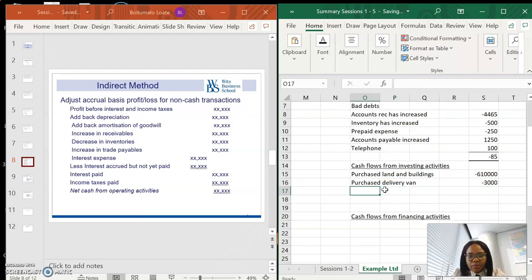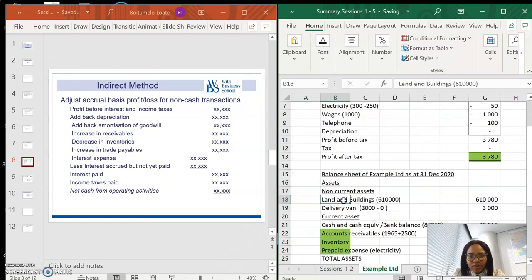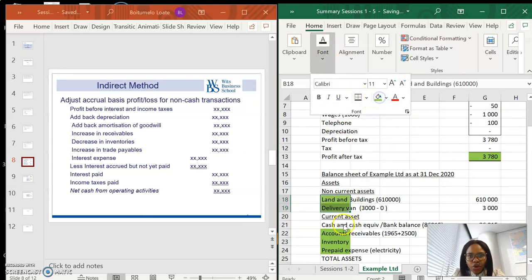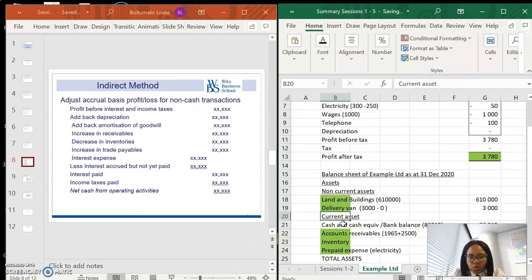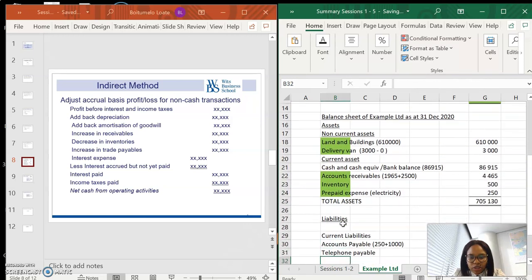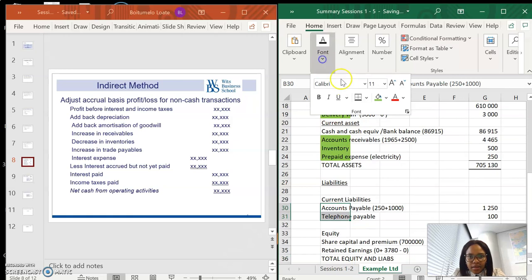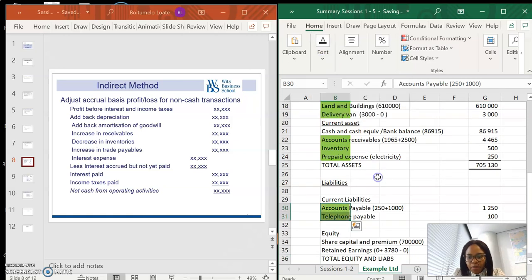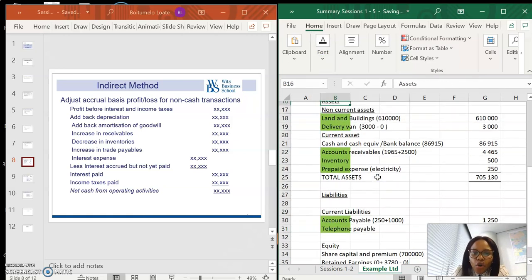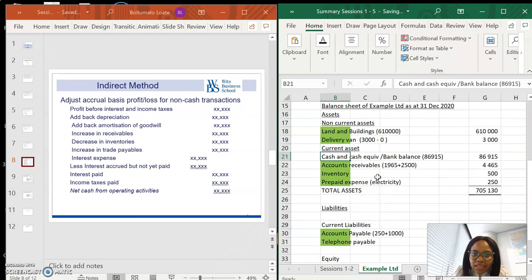Okay, if I look at my non-current assets section, I don't have any other non-currents. I can highlight those in green. I've already dealt with all my non-current assets. You have to deal with all your balances. You've dealt with all your current liabilities. That should be green. You're basically almost done. Remember, the only thing you leave out here in your assets is your cash balance, because you're actually working back. You want to get back to this 86915 in your cash flow statement.